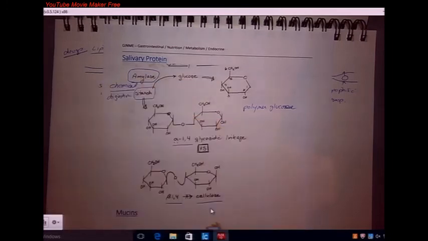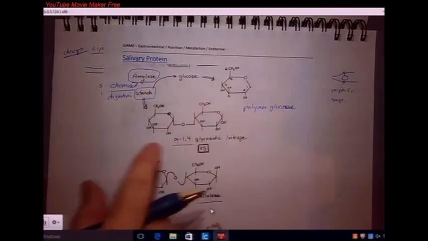So amylase. Amylase is made by our salivary glands. It's the beginnings of chemical digestion to start breaking that glucose down for absorption.